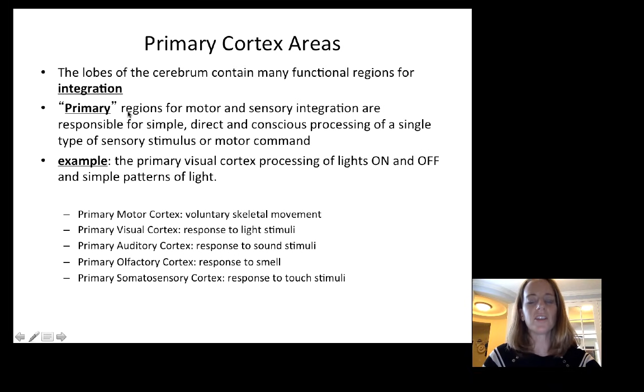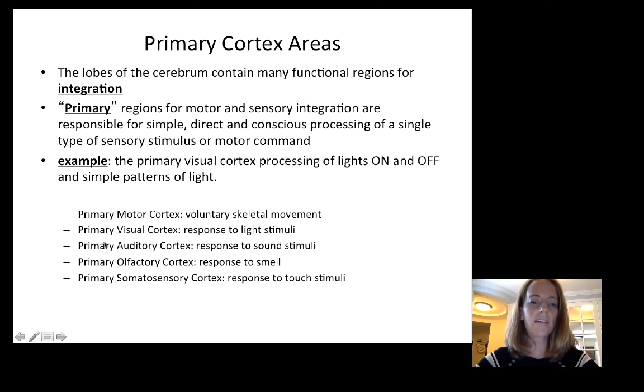So primary regions are responsible for very simple, direct, and conscious processing of a single type of stimulus or command. So for example, you will see within the occipital lobe, there's an area called the primary visual cortex. The primary visual cortex takes in vision information from the eyes and has simple processing of light on and off. Is there light or is there no light? And simple patterns of light entering the eyes. The primary visual cortex is going to respond very simply to light stimuli.